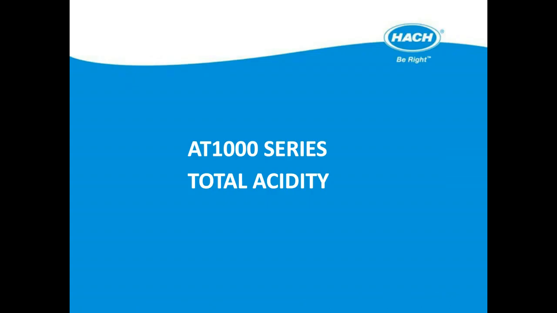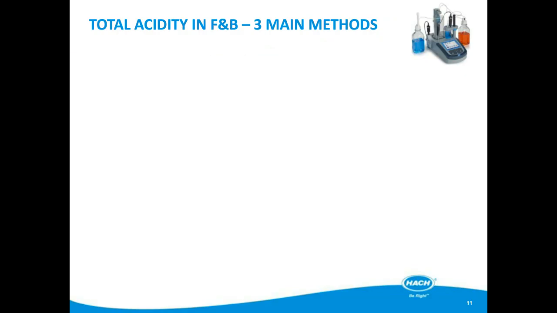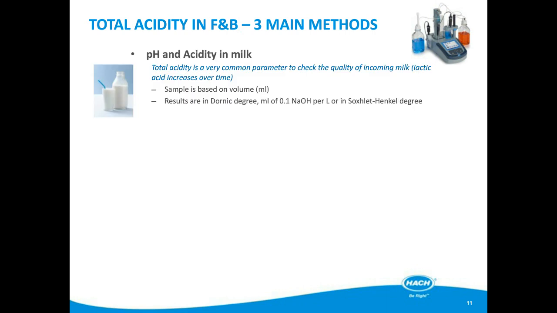If now we focus more on total acidity, for total acidity, we offer 3 main methods. The first one is a method which is dedicated for pH and total acidity in milk. Total acidity is a very common parameter to check the quality of the milk, and we have optimized a method specifically for this measurement, which expresses the result in international units like Dornic degree, milliliter of 0.1 sodium hydroxide per liter, or Soxhlet-Henkel degree.